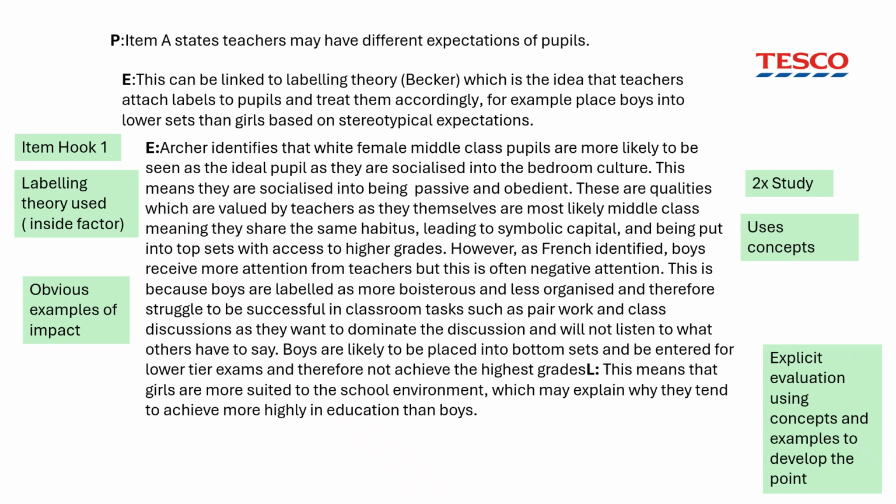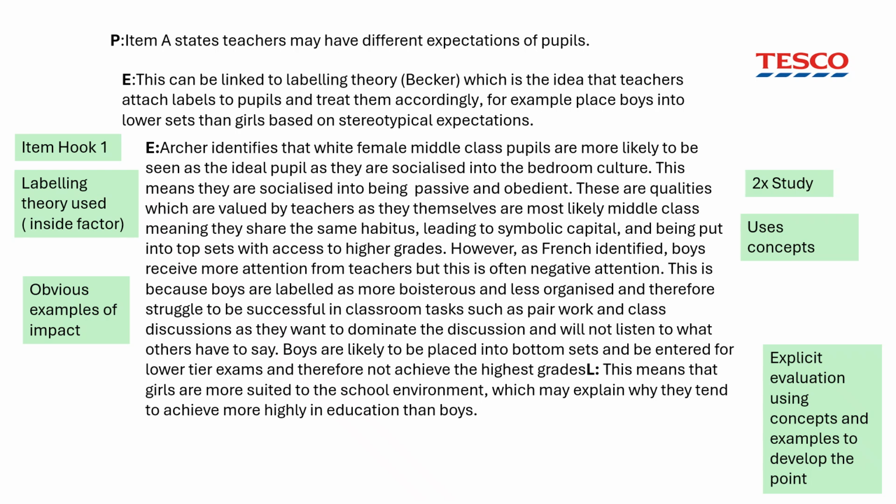So if we just stop there and pause, already in those 3 or 4 sentences, we have another study, we have several concepts, and we have obvious examples of higher grade access because they've mentioned sets again. They've been much more specific on the type of female, so white middle class, and they've linked it to an inside factor of habitus and of symbolic capital. So already conceptually detailed. We carry on.